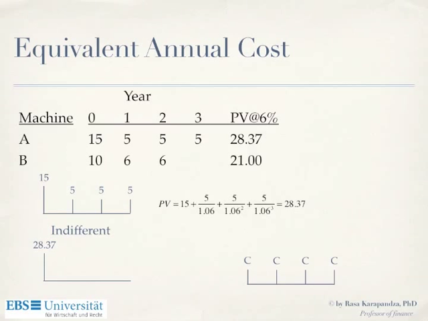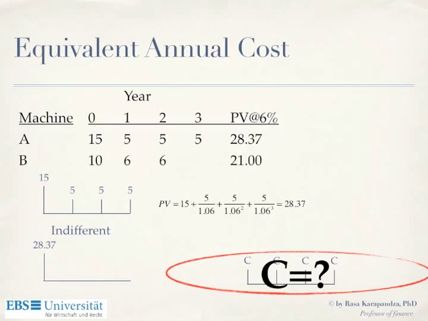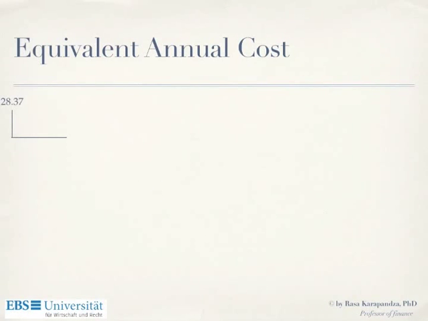So what is the idea? We want to find the cash flow stream that pays a constant amount over these 4 years, basically starting today and for the next 3 years, that has the same present value as this one, 28.37. So how do we do that? We need to find this C. So this is the cash flow stream that we are starting from, 28.37 today. This is the present value of machine A. And we want to find the cash flow stream that will pay some amount annually and have the same present value over the lifetime of this machine. So how much does this machine cost us per year?